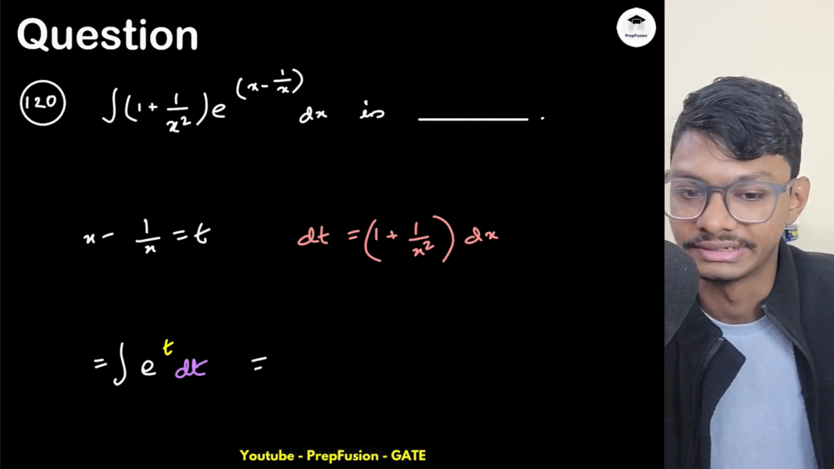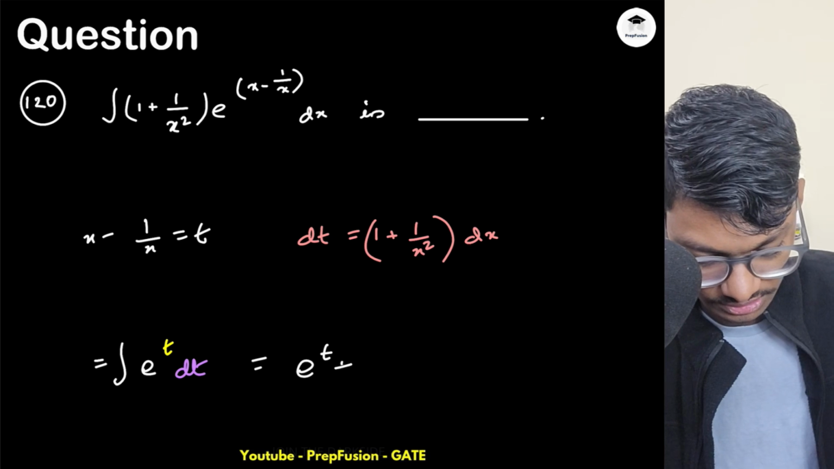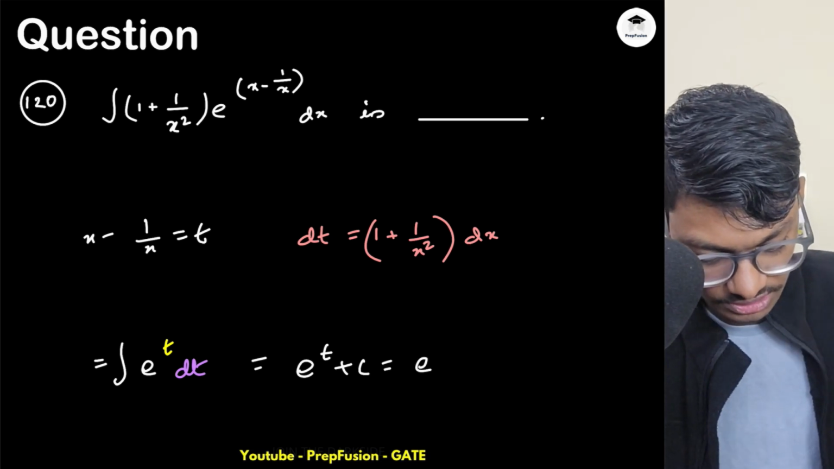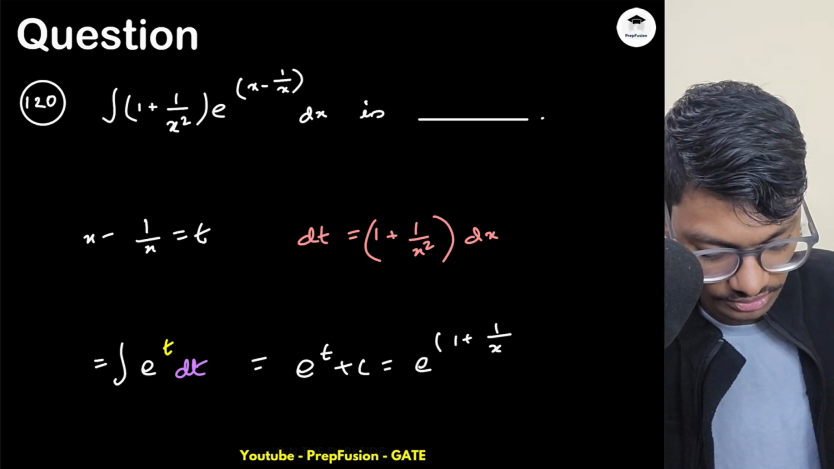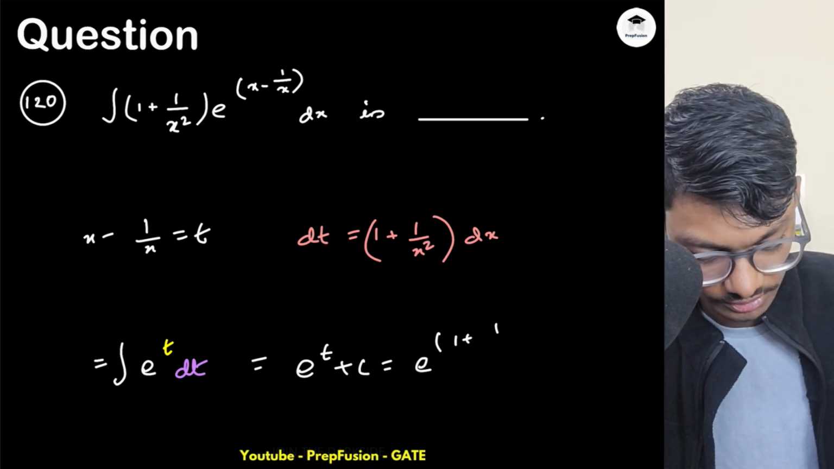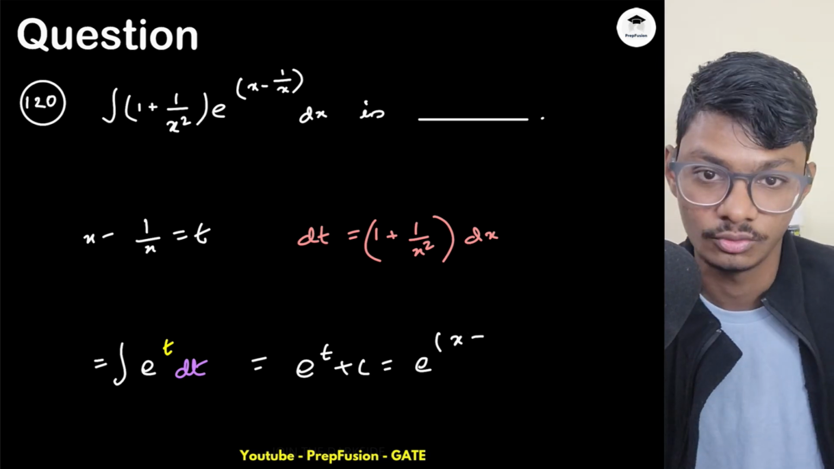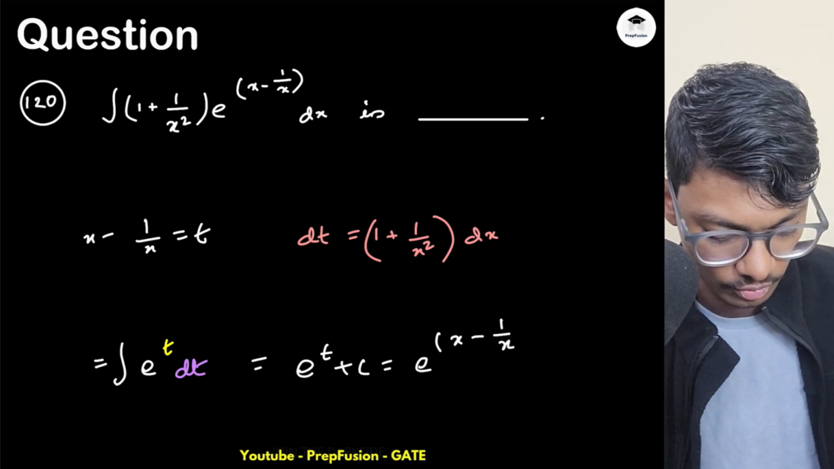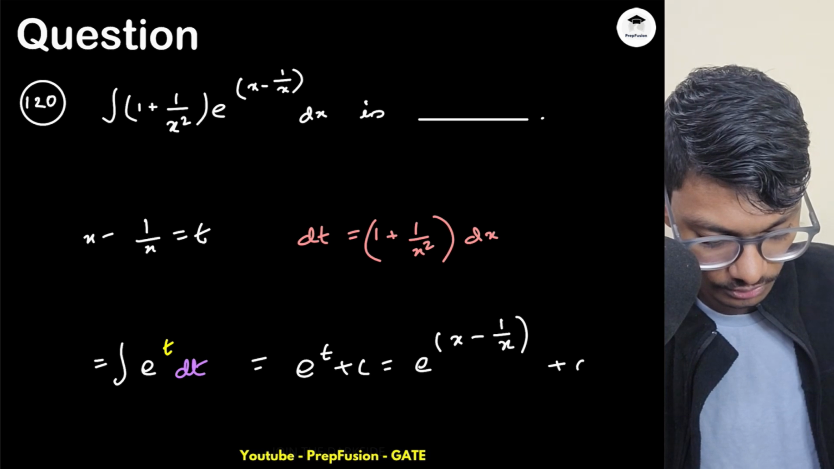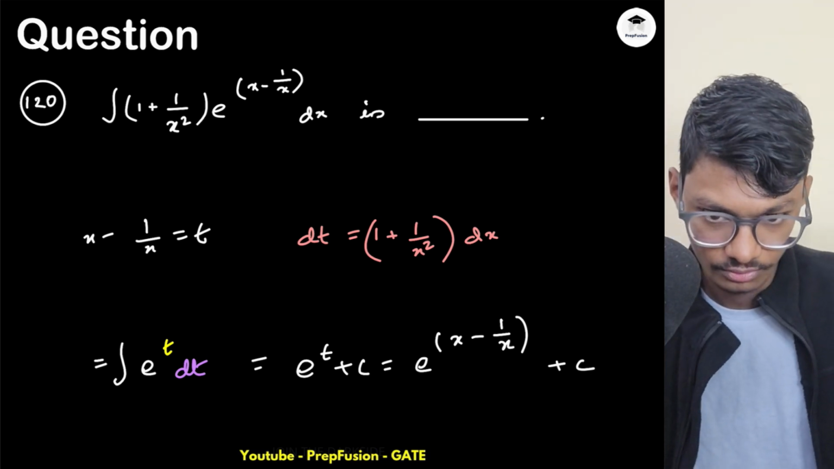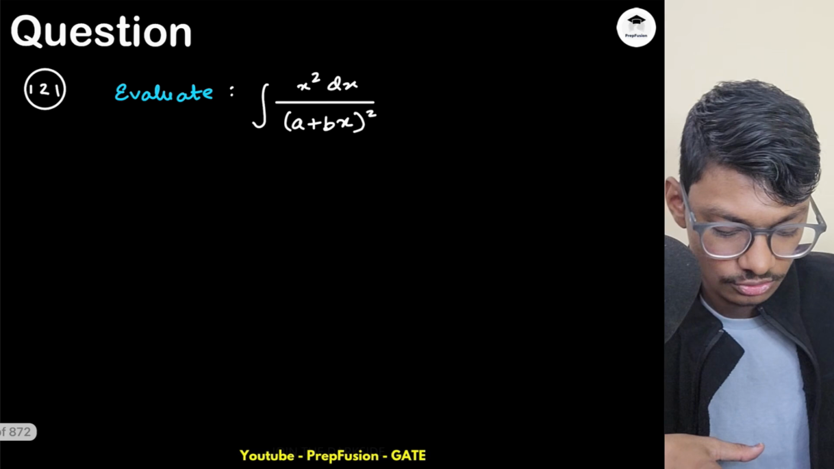So the integration of e raised to power t is simply e raised to power t plus c. Now I can replace t with 1 plus 1 by x square. Obviously, don't forget to replace it not with 1 plus 1 by x square, but with x minus 1 by x. Don't forget to replace your previous variable, that is very important, plus c. Okay, so this is also another type of problem.